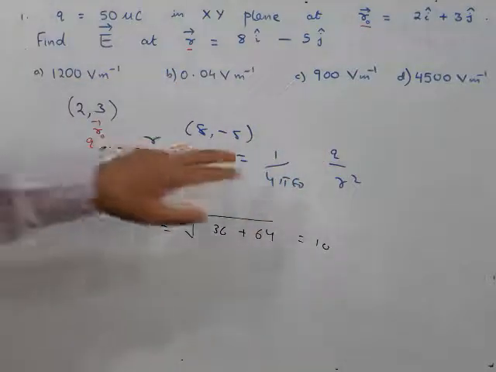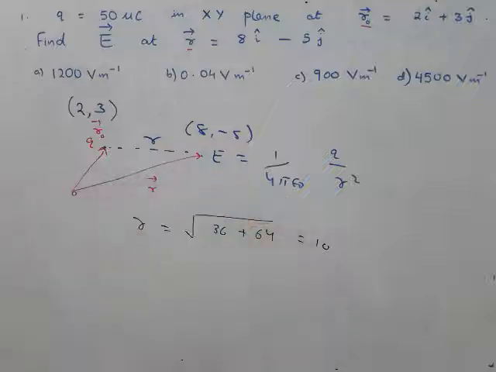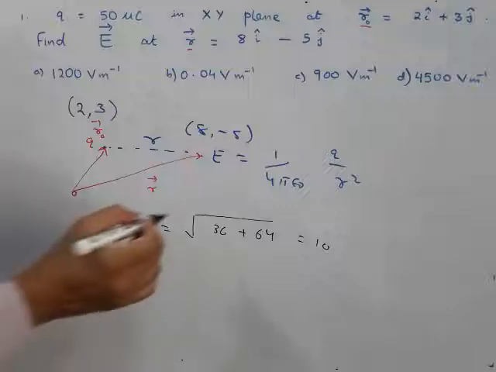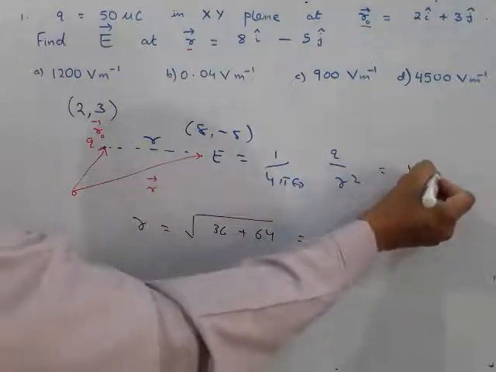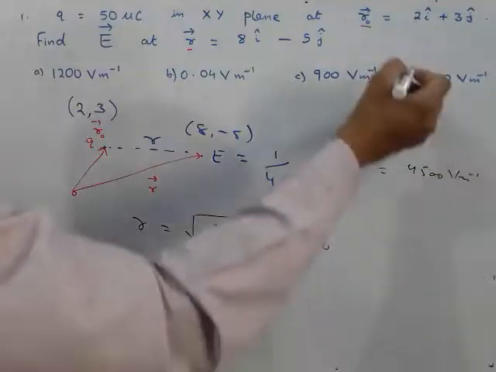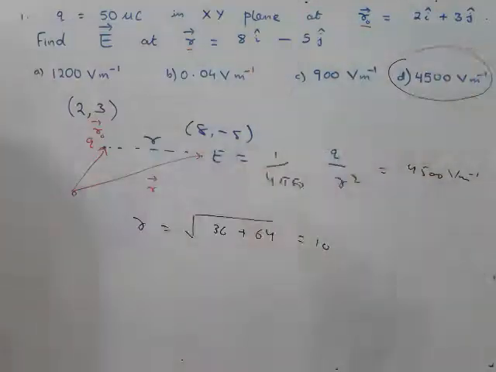So put the value of r is equal to 10, put the value of q is equal to 50 microcoulomb. 1 by 4 pi epsilon naught is 9 times 10 to the power 9. You will get the answer in SI system, and you can see which option is correct. So on solving you will find this expression for electric field gives you the value 4500 volts per meter. So our fourth option D is the correct answer. So let's see the next question.